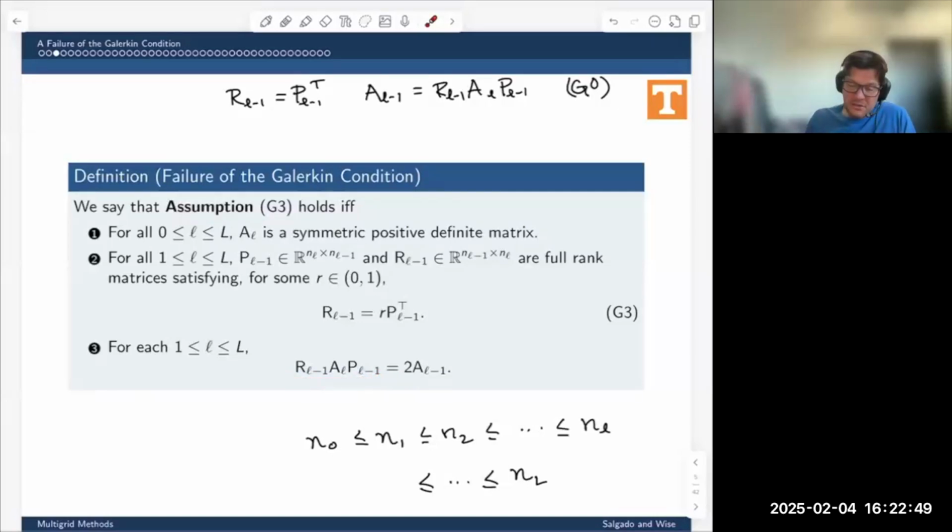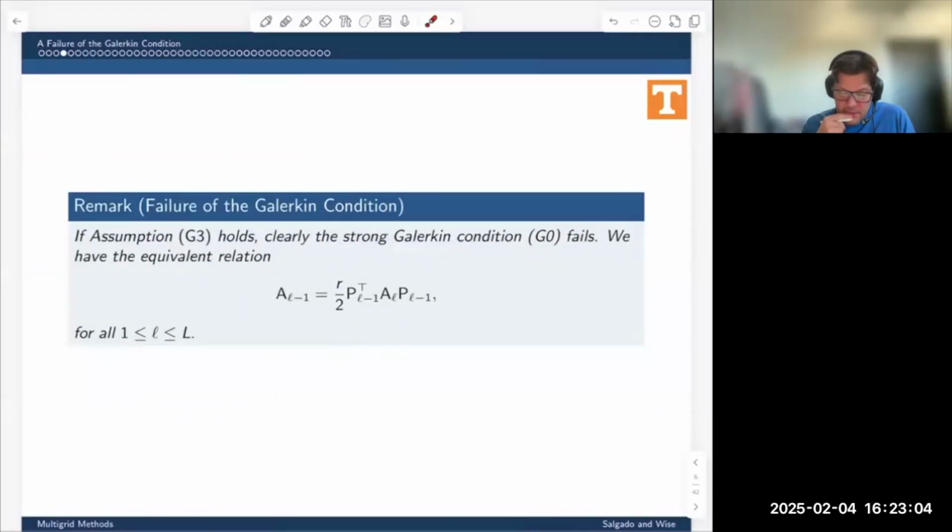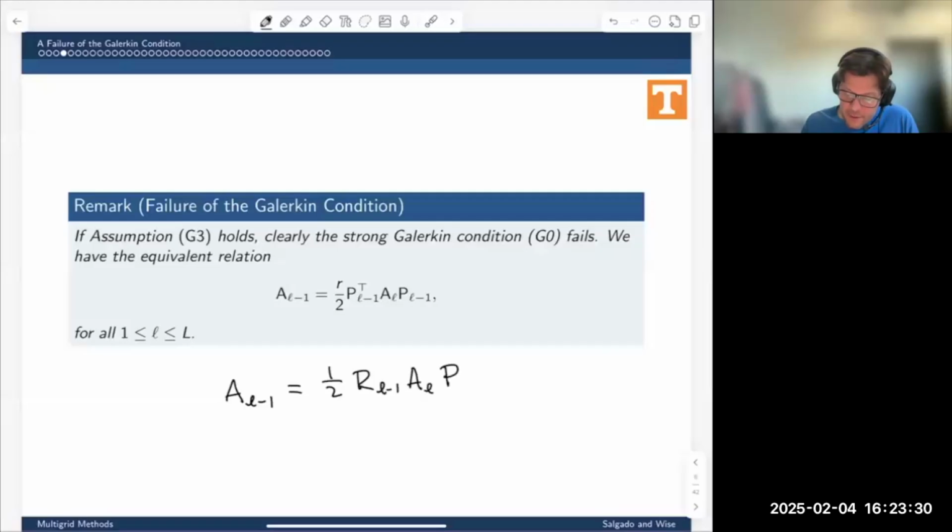So clearly this no longer holds, so we have to give it a new name, and we're going to call this condition G3. All of these things are condition G3. Now, if G3 holds, then clearly the strong Galerkin condition must fail. It can't hold anymore. We can also show that we have an equivalent condition. How do we prove this? Well, from the previous, we said that the coarse grid matrix is equal to 1/2 of the RAP, R_{L-1} A_L P_{L-1}.